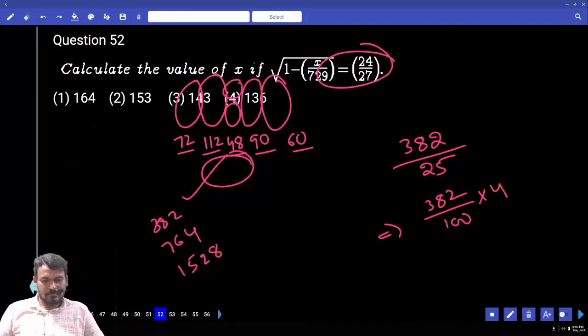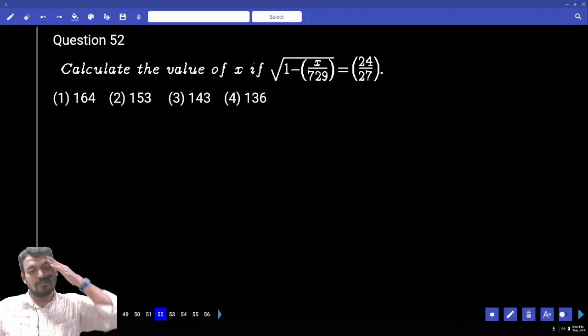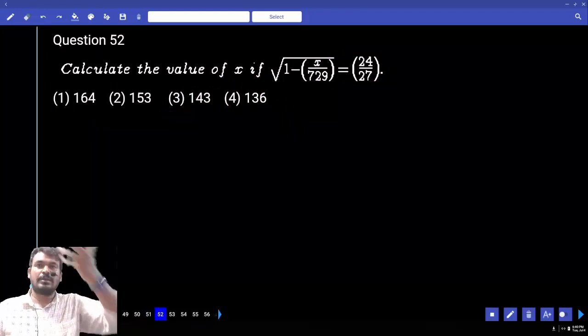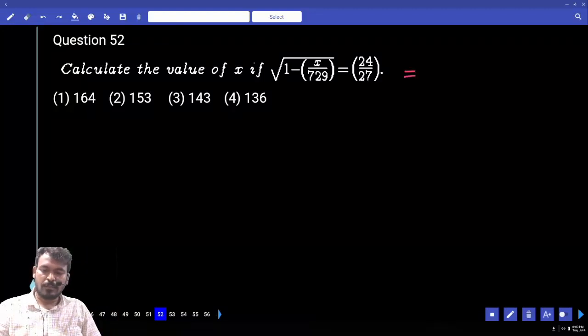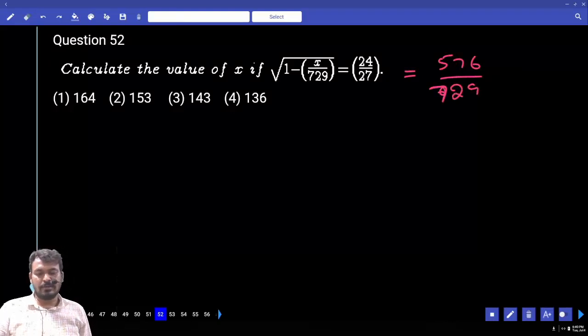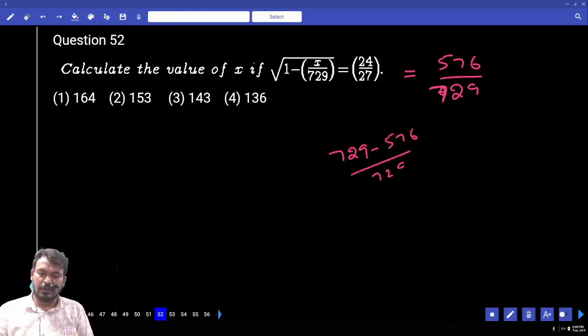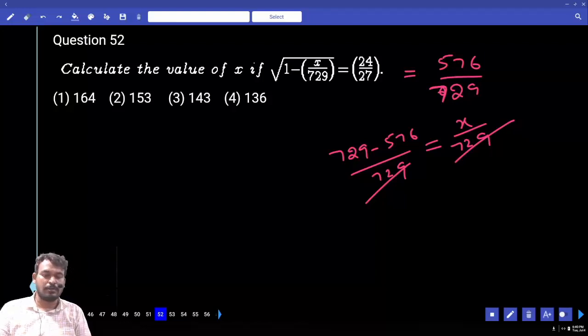Next, 52. First, the right hand side square root becomes the left hand side square. What is 24 square? 576. What is 27 square? 729. Then 1 minus x by 729 equals 576 by 729. This we write as 729 minus 576 by 729 equals x by 729. 729 and 729 cancel. 729 minus 576 is 153.